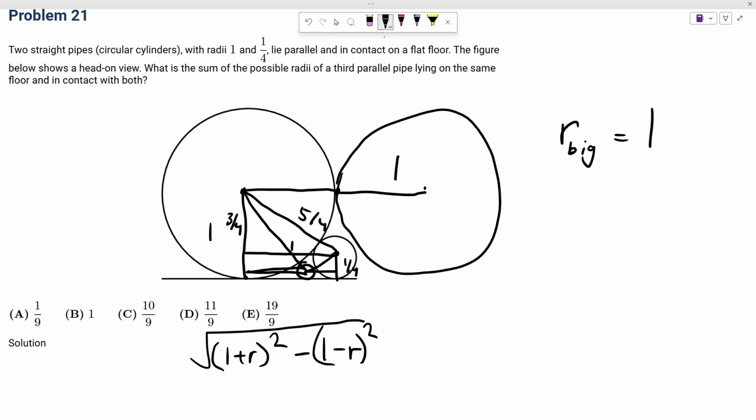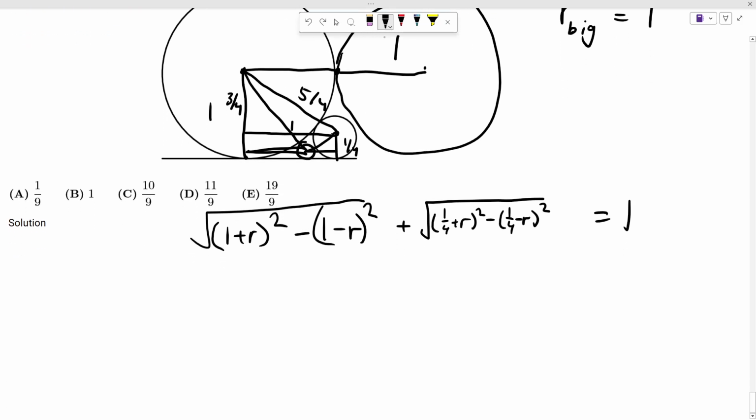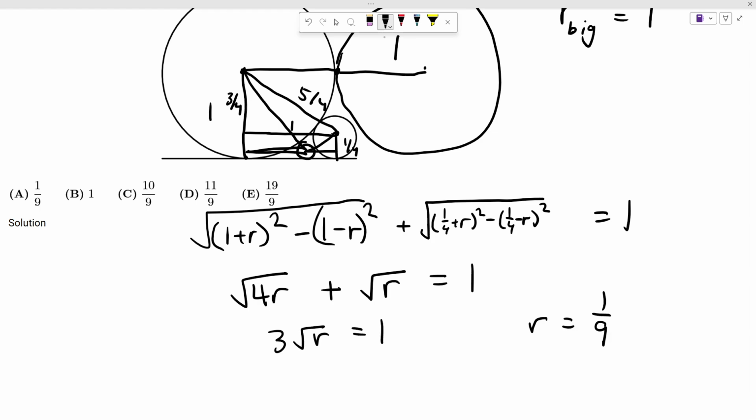The square root of that plus, we can do the same thing for the smaller circle. It's going to be 1/4 plus r, 1/4 minus r. This has to equal 1 because we found that this was what the whole thing was 1 earlier. So now we can just use some difference of squares to make this calculation easier. This is going to be square root of 4r plus the square root of r is equal to 1. Or 3 root r equals 1. So that means r is 1/9. The small radius is equal to 1/9.